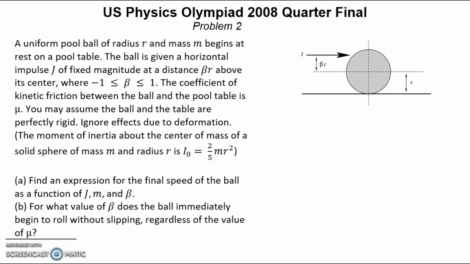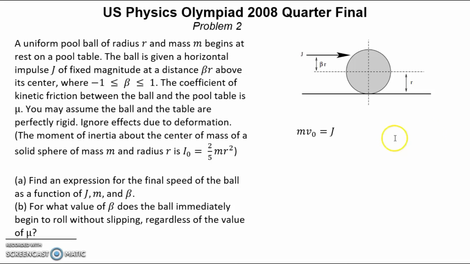Question B. For what value of beta does the ball immediately begin to roll without slipping, regardless of the value of mu? Now let's calculate the initial velocity and the initial angular velocity. To calculate the initial velocity, we just write the equation m v0 equals j. This is how we calculate the impulse for this ball.